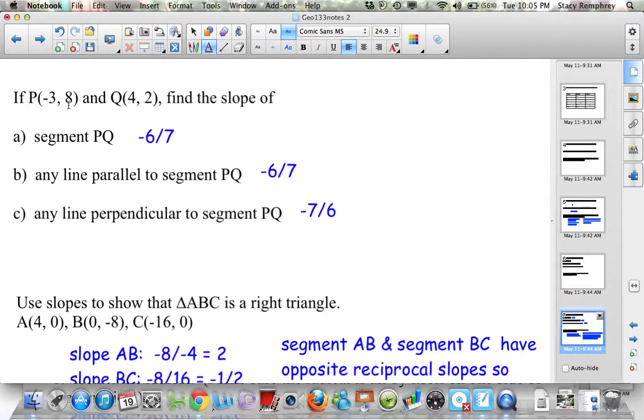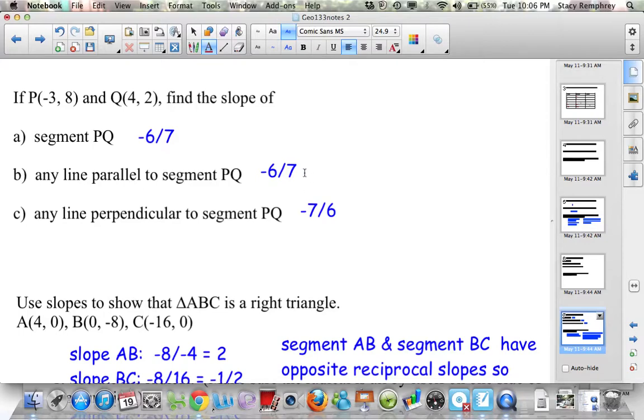Working through those, you should get that PQ has a slope of negative 6/7. Again, you may have said, oh, to go from 8 to 2, I go down 6. And to go from negative 3 to 4, I move to the right 7. You may have done 8 minus 2 is 6. Negative 3 minus 4 is negative 7. In the end, it comes out to be negative 6/7.